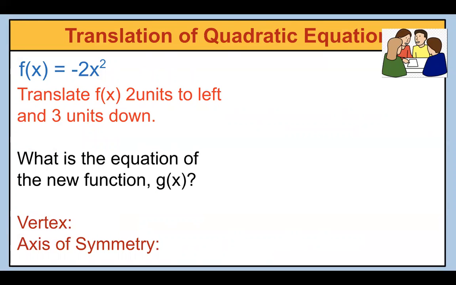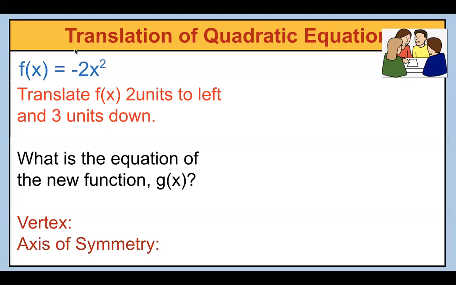So this is another example. Let's try together. So this time we are going to find out the new function. All right. So you have y equal to negative 2x squared. And then our question says, translate this function f of x 2 units to the left and 3 units down. And the new function will become g of x. So how do you find out g of x?